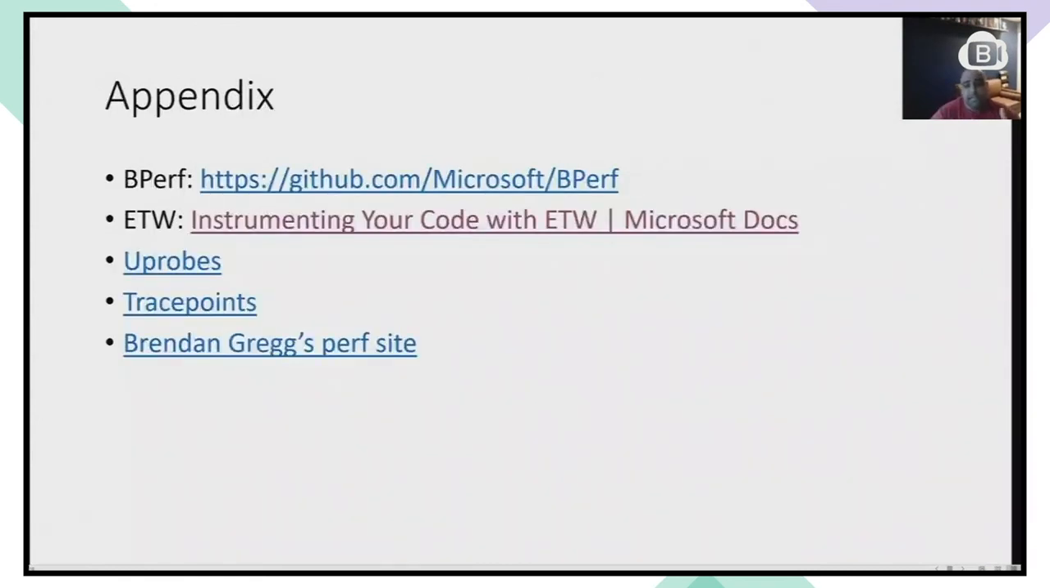Finally, this is an appendix. BPerf is open source. We do still practice doing all our coding in private, and then do a dump of the code in public. But we are trying to get better at that and actually do all our work in public. And then some of the other things that I described, with ETW and uprobes and tracepoints, are available. And obviously, Brendan Gregg's perf site is a valuable resource.